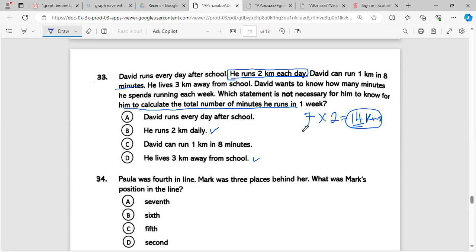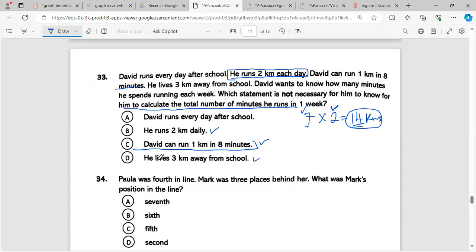I'm just going from the angle to say, suppose we really wanted to calculate all of the minutes he ran. We need the 7 days. That's important. We need to know how many days he runs, how many kilometers he runs per day, which is 2. And the part where we said for every 1 kilometer, 8 minutes, that is relevant also. All of those B, C, and D are needed to answer. But the one that is not important to calculate it would be this. Actually, these.